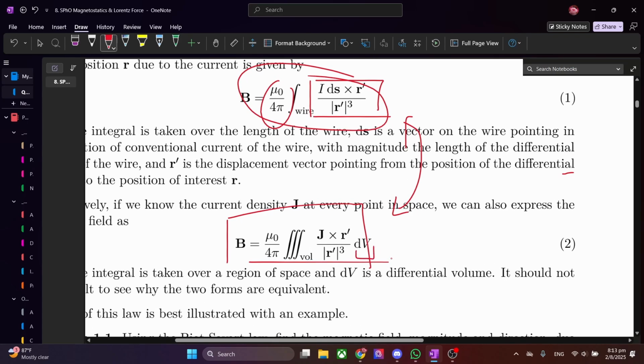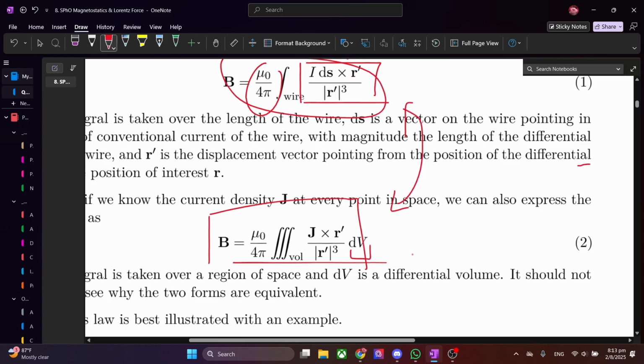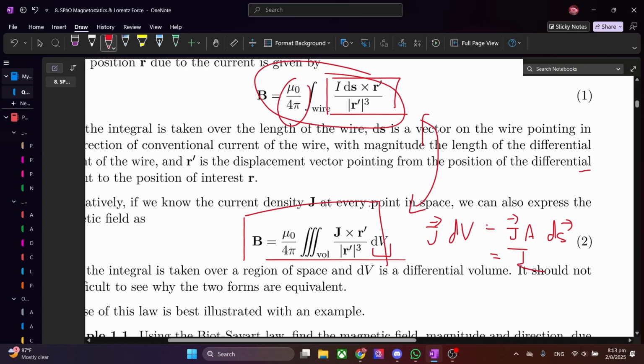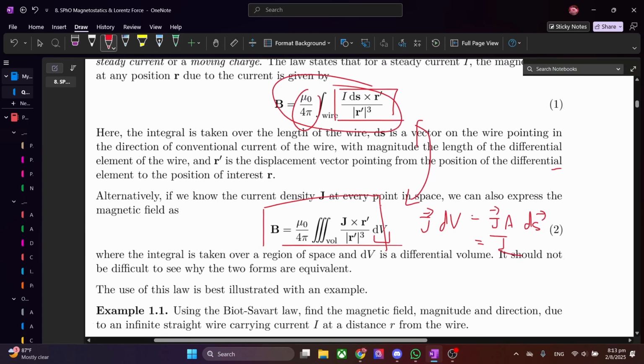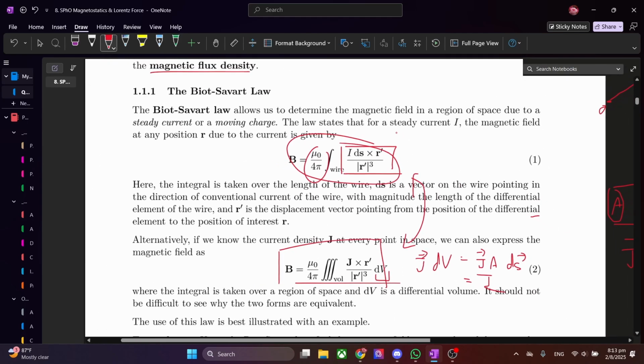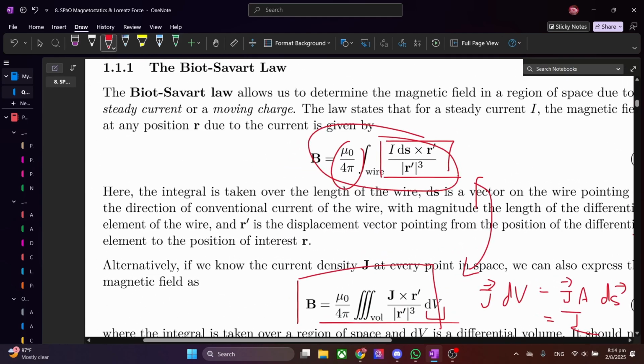And here you integrate it over the entire volume of space instead. You should see it because, intuitively, you have this J times dV. You can separate your dV into A ds. Sorry, my writing is bad. So then A times J is your I, so you can see that your J dV becomes I ds. So they're equivalent. But most likely, if you do need to manually integrate for the magnetic field, you need this one.